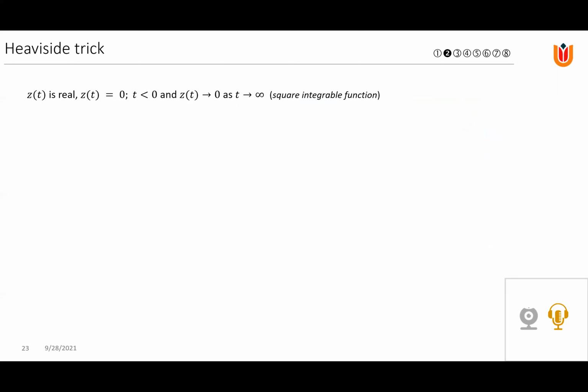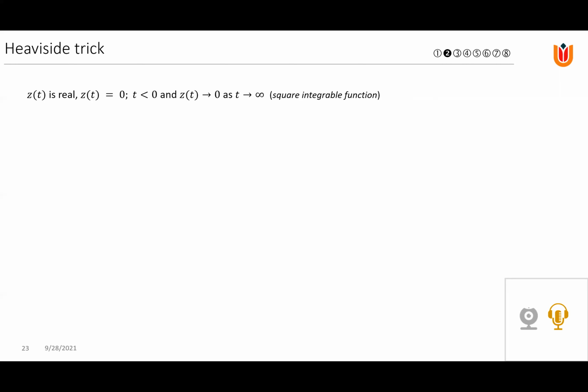Okay, so let's apply a trick. We know that z of t, the response function, is a real function. We also know that z of t is 0 when t is less than 0. So in the build-up of the response, there are no values when t is less than 0.